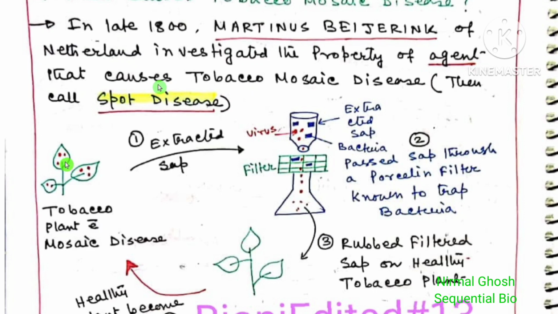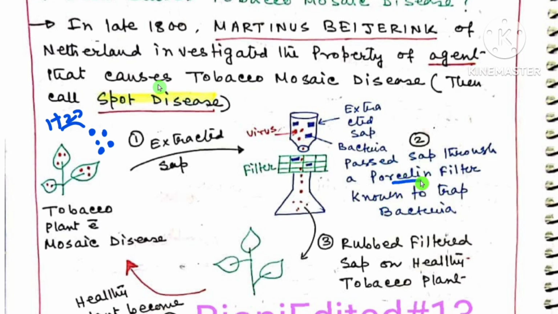Okay. Now, how was this tobacco mosaic virus discovered? An affected plant, so this is an affected plant, and the parts of this affected plant are first extracted to make sap. Suppose this is a leaf, and the leaf portion is extracted and then added with water, and this forms a sap.